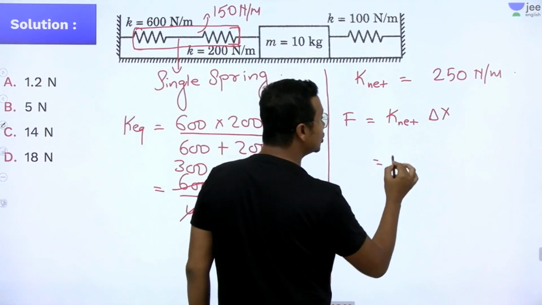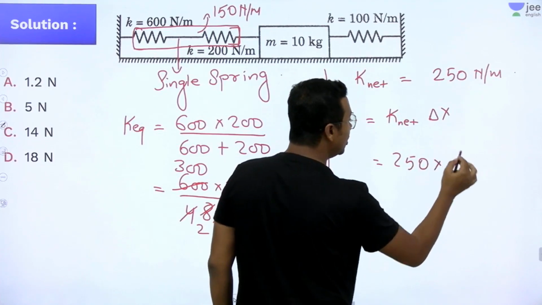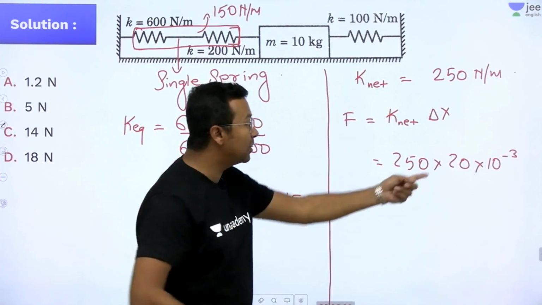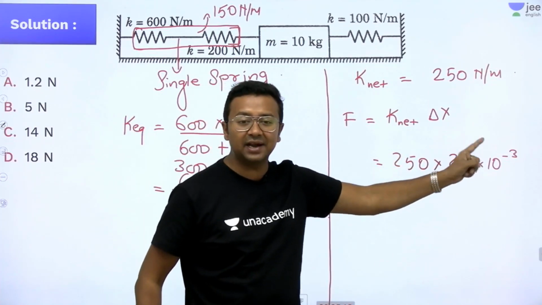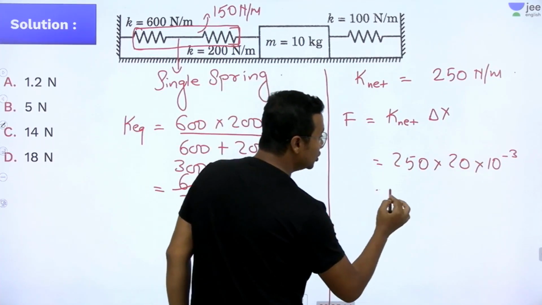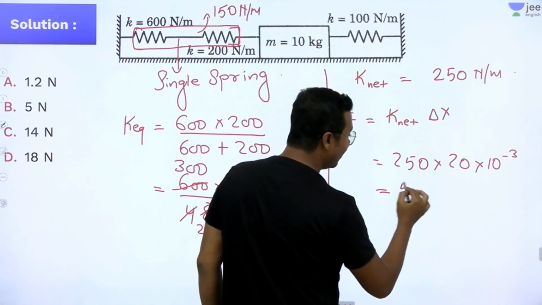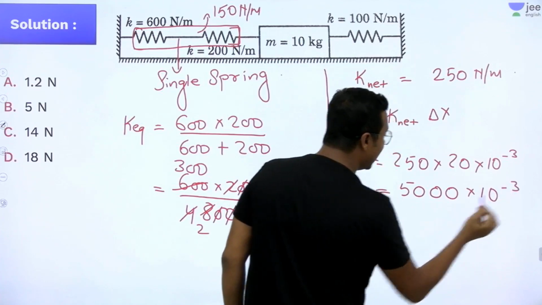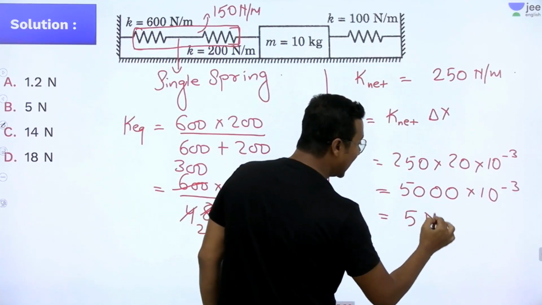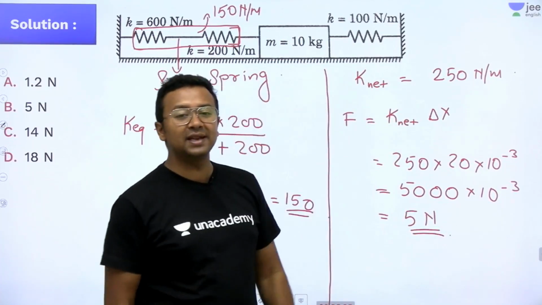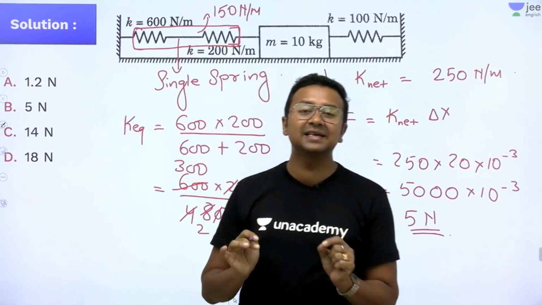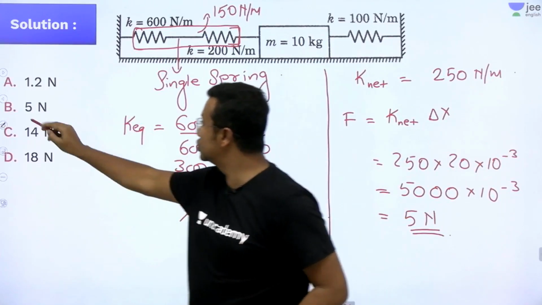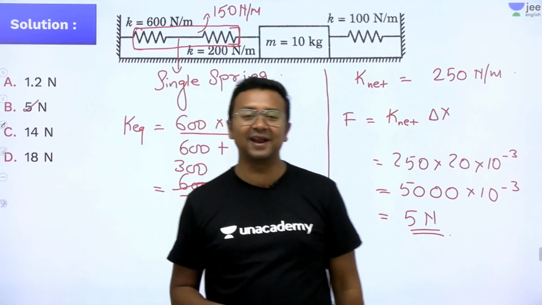So K net is 250 into 20 millimeter into 10 raised to the power minus 3. Why did I do it? Because it was in millimeter. I converted it into meters. Okay. So if you solve it, you will get 5000 into 10 to the power minus 3. So this will come out to be 5 Newton. So 5 Newton is the net force experienced by that block due to all the springs. Okay. So option B here is the correct answer.